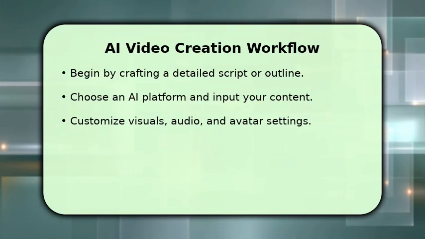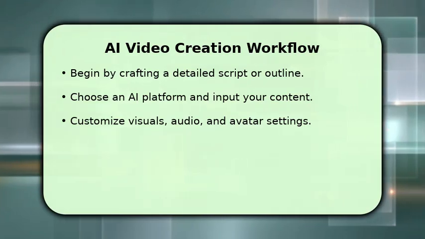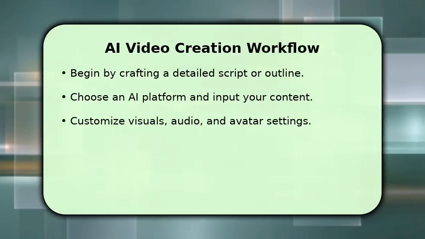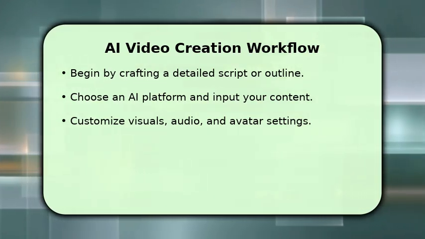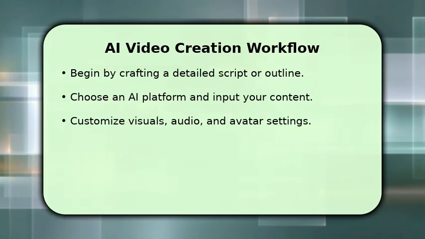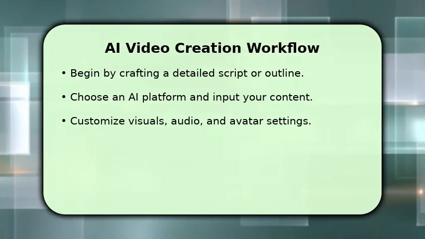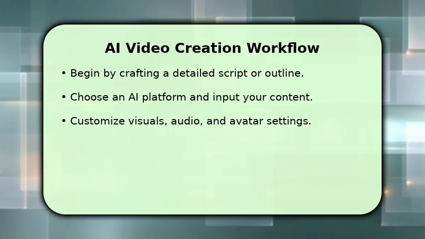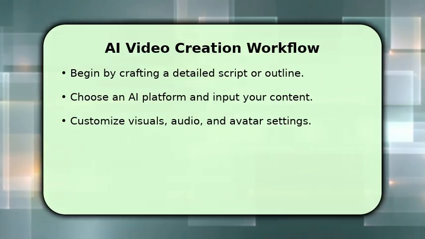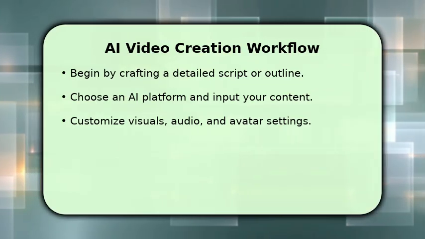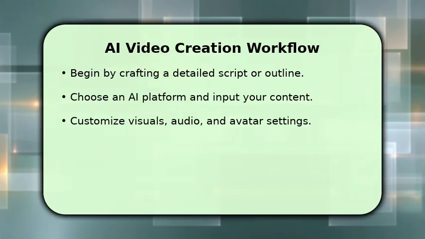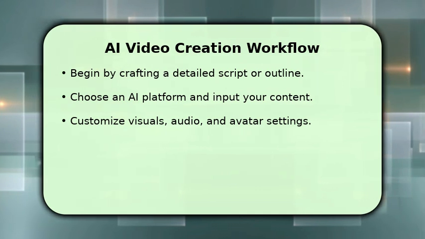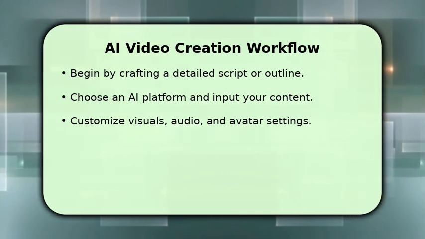The AI video creation process is straightforward. First, develop a clear and detailed script or outline for your video. Next, select your preferred AI platform and input your prepared content, whether it's text, images, or audio. Then customize the visual elements, audio tracks, and any avatar settings to match your vision. Finally, review your AI-generated video for any adjustments before exporting it in your desired format, ready for sharing.